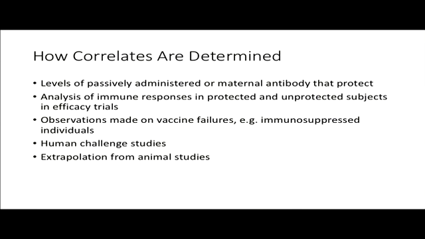You can also try and understand, in both natural infection but also in vaccine trials, when people, for example, have received a vaccine but then subsequently get the disease. So it's really, I guess, a negative correlation. What is it about their immune response profile that led to them still being susceptible to a particular infection?